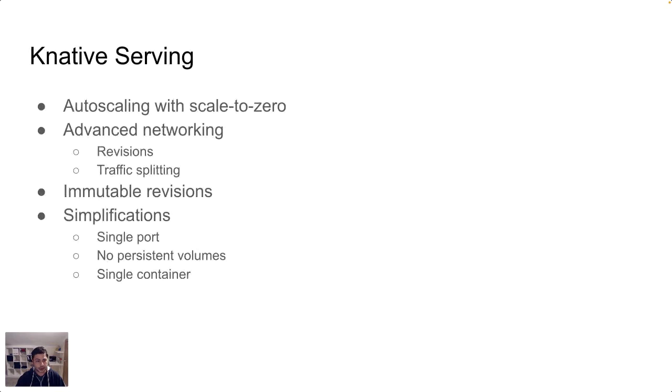And it has some simplifications. These could also be thought of as limitations, but these are done to make things simpler and also make the entire model more sensible. So the thing is, you can only have a single port exposed so that Knative Serving will monitor that port, the requests coming to this pod on that port, and it will scale down based on the number of requests.